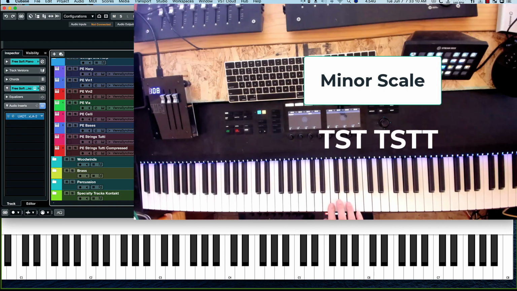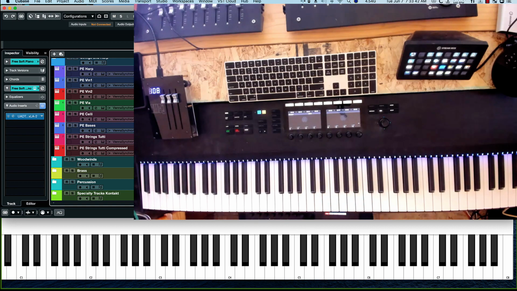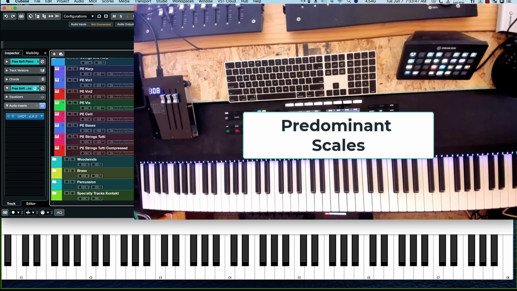For example, if I start with D, and then I go up a tone, and then a semitone, and then another tone, a semitone, another tone, and another tone. So I've defined a D minor scale. These are the major and minor scales. There are a variety of other scales.